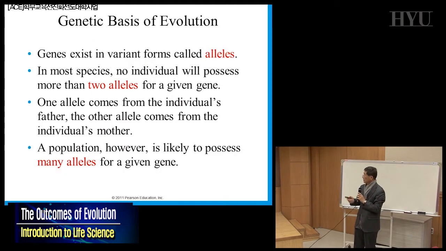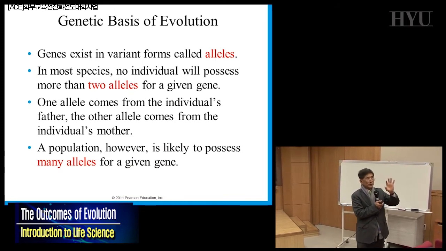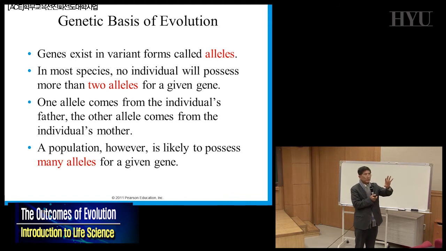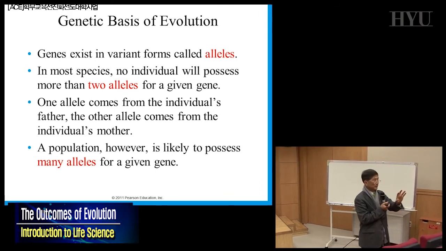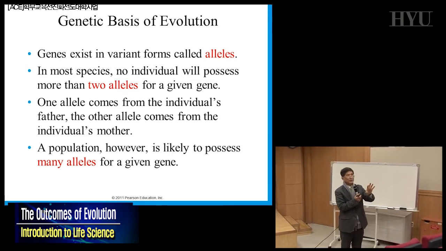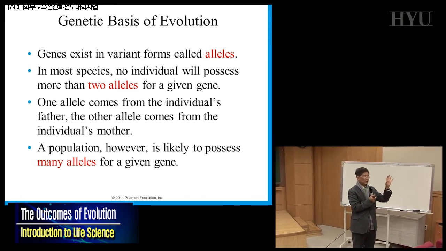What is it then? What is the basis of this evolution? What is it exactly evolving in terms of molecular biology? The genetic basis of evolution. We can think about genetics a little bit. Genes exist in variant forms called alleles. Do you remember this word? Alleles. So how many alleles do you have for a given gene?